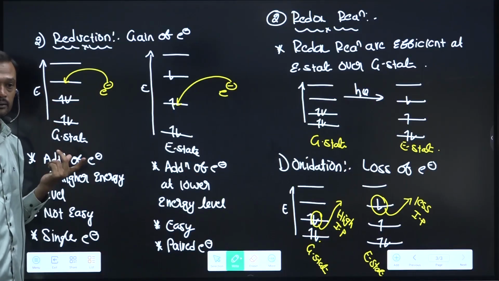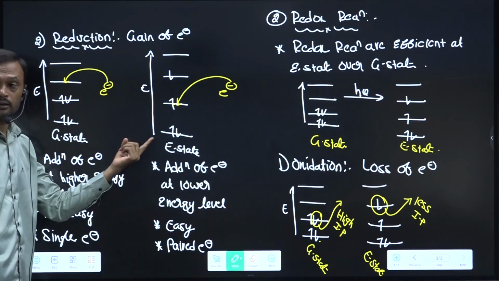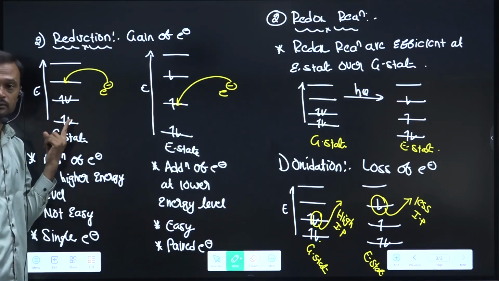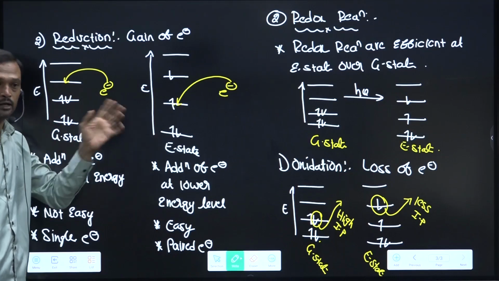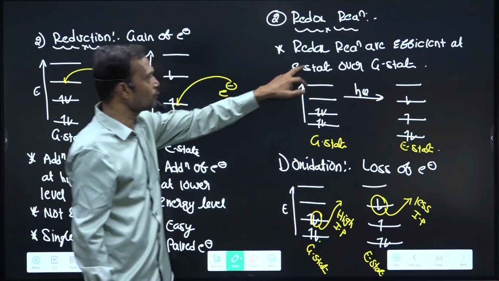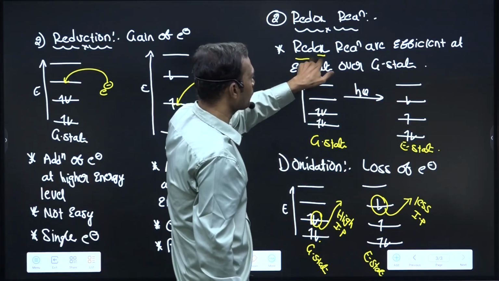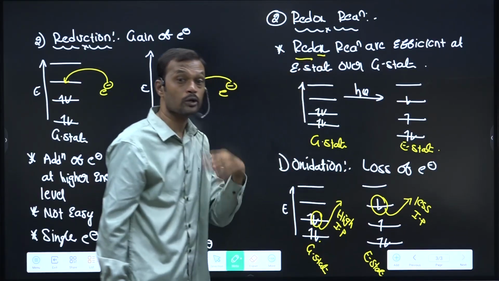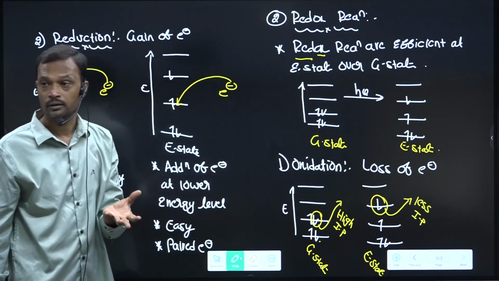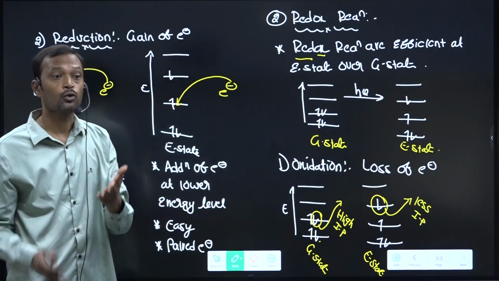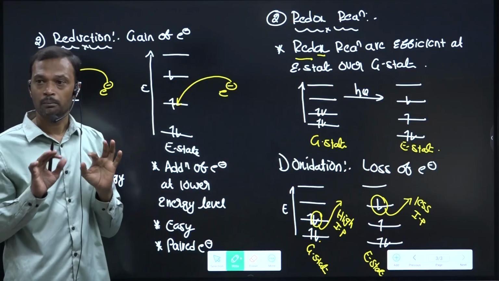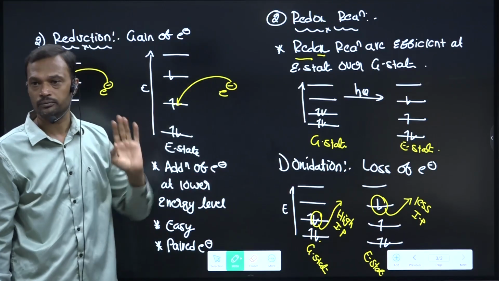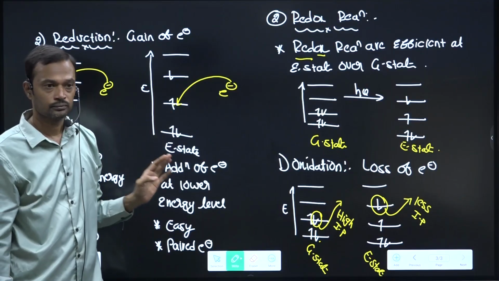So which is better? Adding an electron in the excited state is better, or adding an electron in the ground state? Excited state. So finally, the conclusion is, if you want to do oxidation or reduction, which is the best state? Excited state. How to create the excited state? Photochemically. It means first you activate that molecule photochemically, then do oxidation or reduction. Clear?